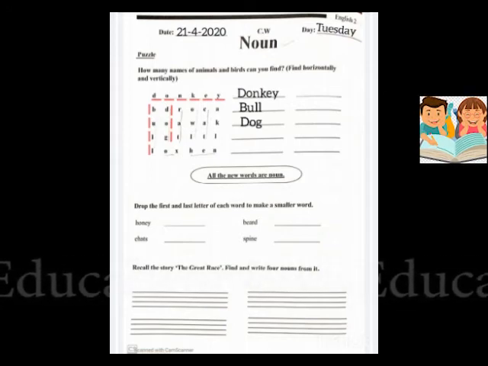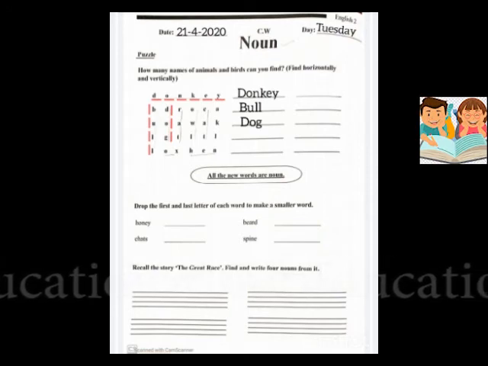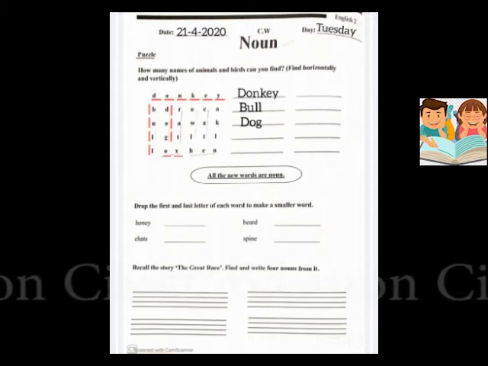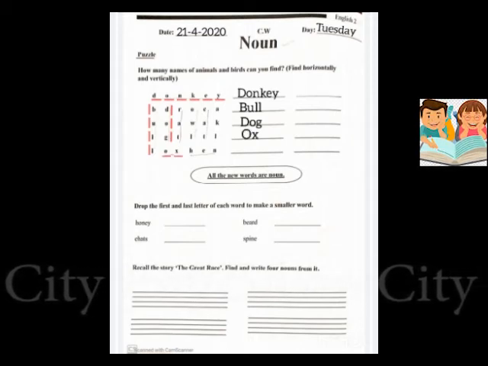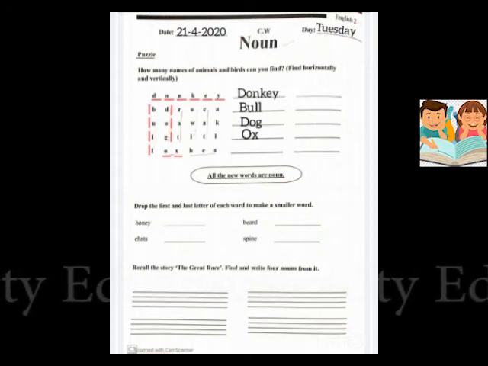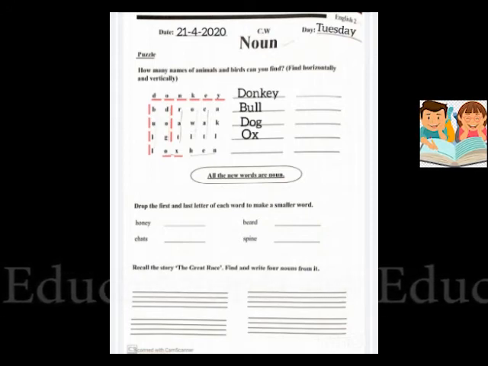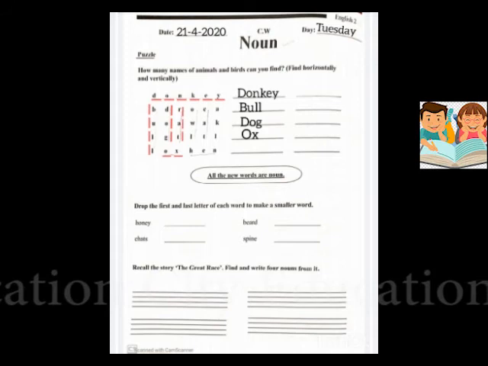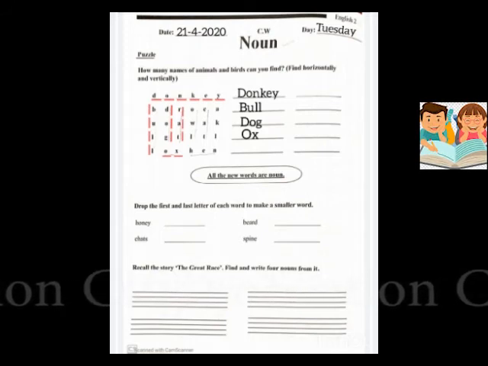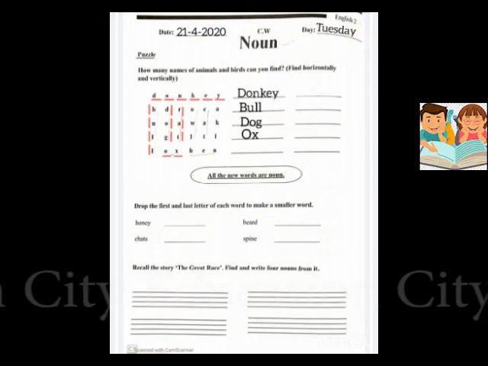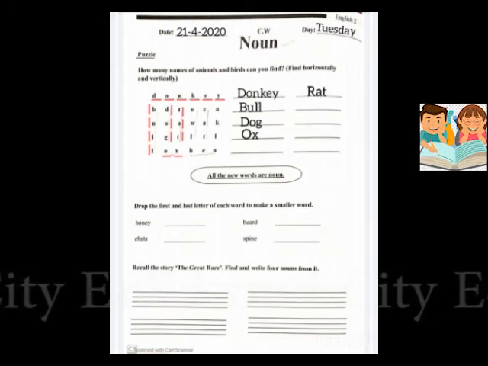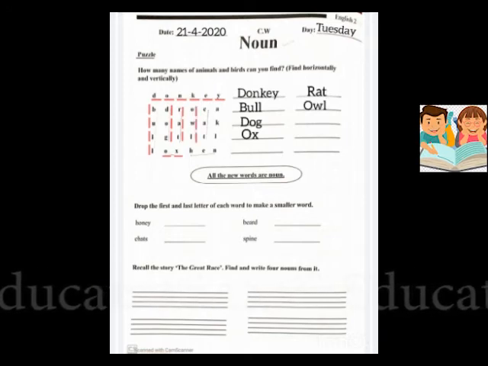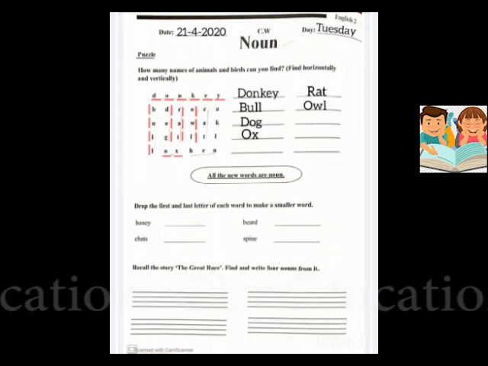And here on the last line in horizontal, in a straight line, ox, O-X. We will write ox here. Okay. So next is rat. In the third line vertically. R-A-T, rat. Good. And in front of it is owl. O-W-L, owl. And there is also a cat.